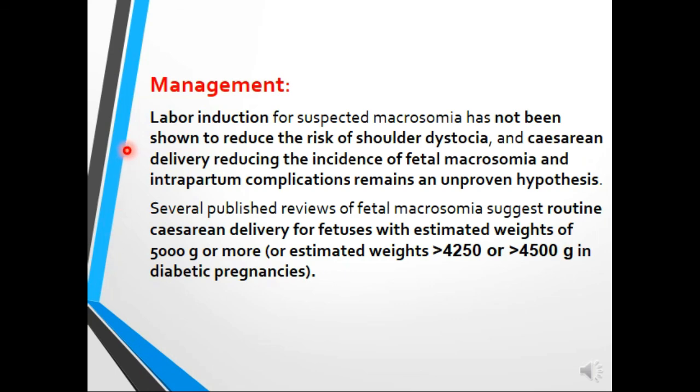Management. Labor induction for suspected macrosomic gestation has not been shown to reduce the risk of shoulder dystocia. Also, cesarean section delivery to reduce the incidence of fetal macrosomia intrapartum complications remains an unproven hypothesis. Several published reviews of fetal macrosomia suggest routine cesarean delivery for a fetus with estimated weight of 5 kg or more, or estimated weight of more than 4.5 kg in diabetic pregnant women.